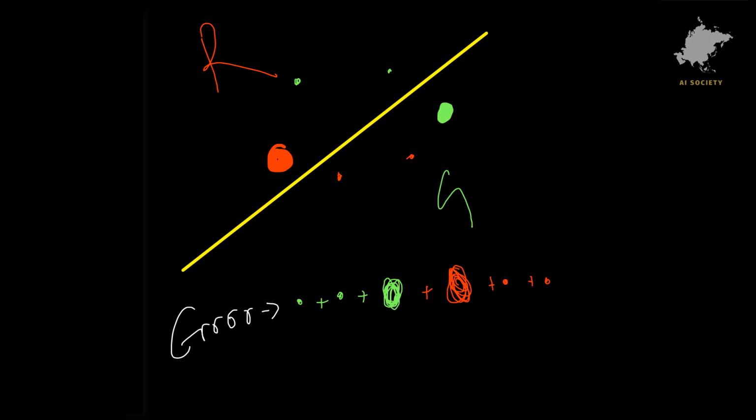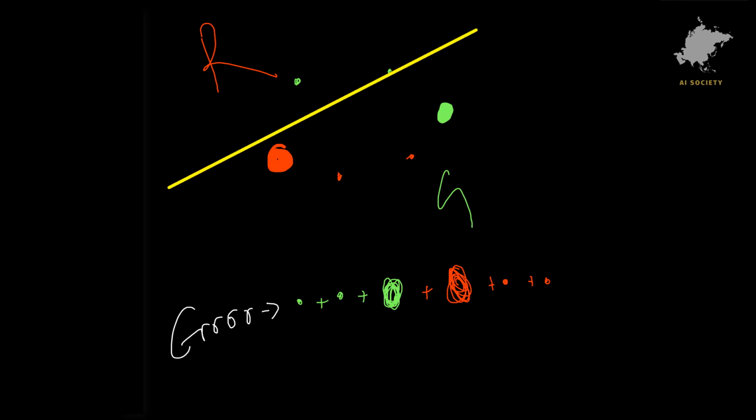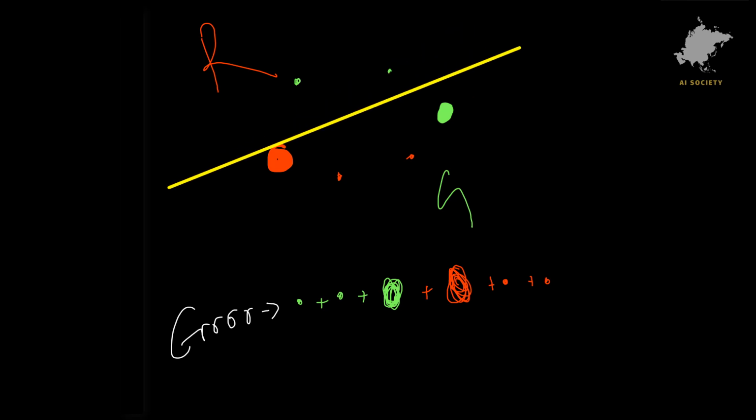Now the idea is to jiggle the line around and try to minimize the error. So again, if I move the line around, let's say from here to here. Okay, now this time what happens? This time it is going to reduce the error.